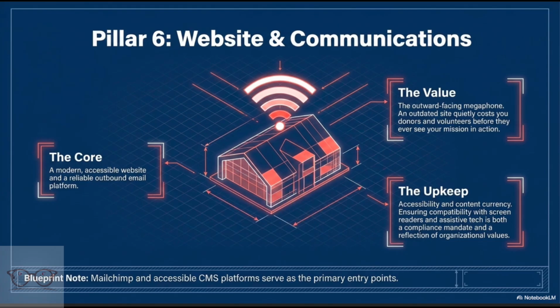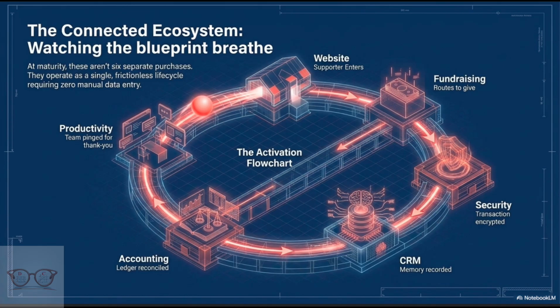MailChimp and accessible CMS platforms are common starting points here. Moving on to the concept of connected ecosystems. While the Holy Grail is a connected ecosystem, the reality for smaller nonprofits is that they may have discrete solutions for each pillar. Solid oversight can bridge that gap. Let's look at an example.